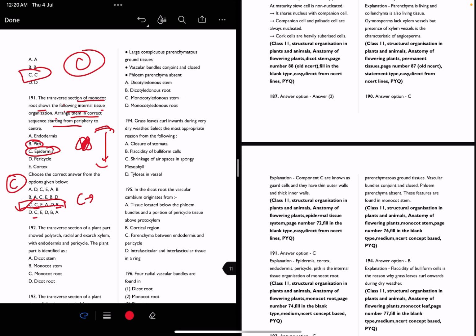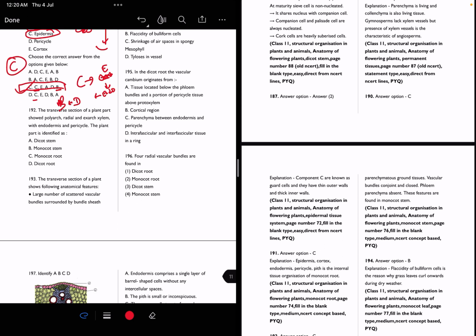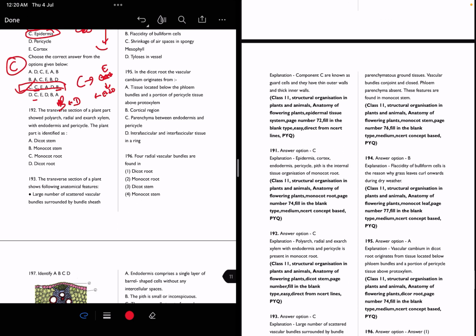After epidermis there is cortex, which is E. After cortex there is endodermis. After endodermis there is pericycle. After pericycle there is pith. So this is the correct sequence. Now move to question 192.